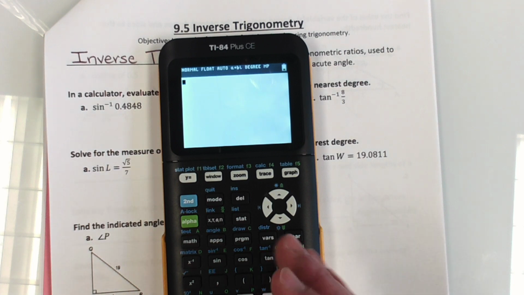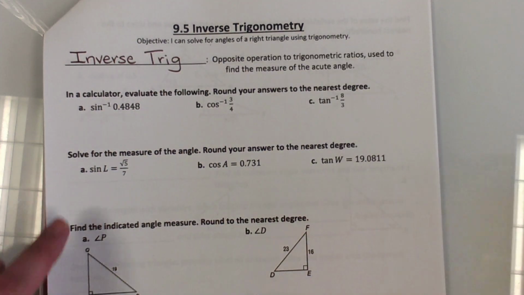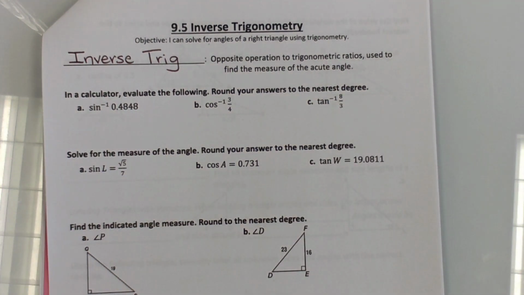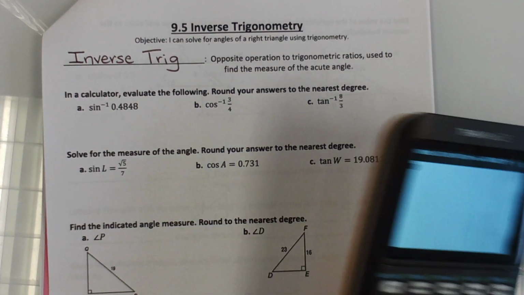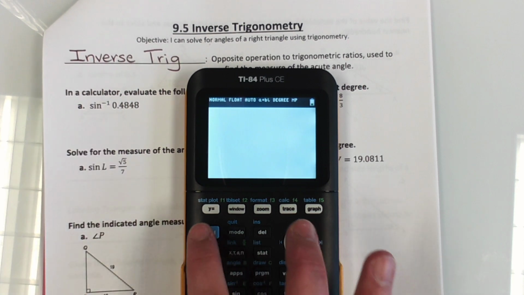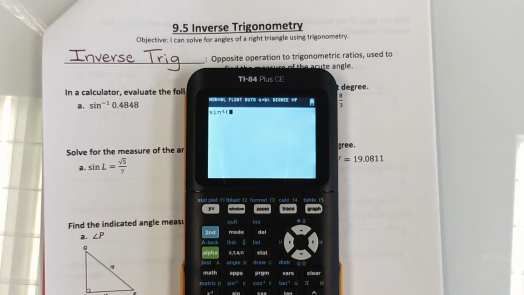So one thing you might be asked to do is to evaluate trig. Evaluate the following, round your answer to the nearest degree, because inverse trig solves for angles, so it's always going to be in degrees when you use inverse trig. If I want to do sine inverse, I hit the second button, I hit the sine button. It gives me the sine with the little -1.